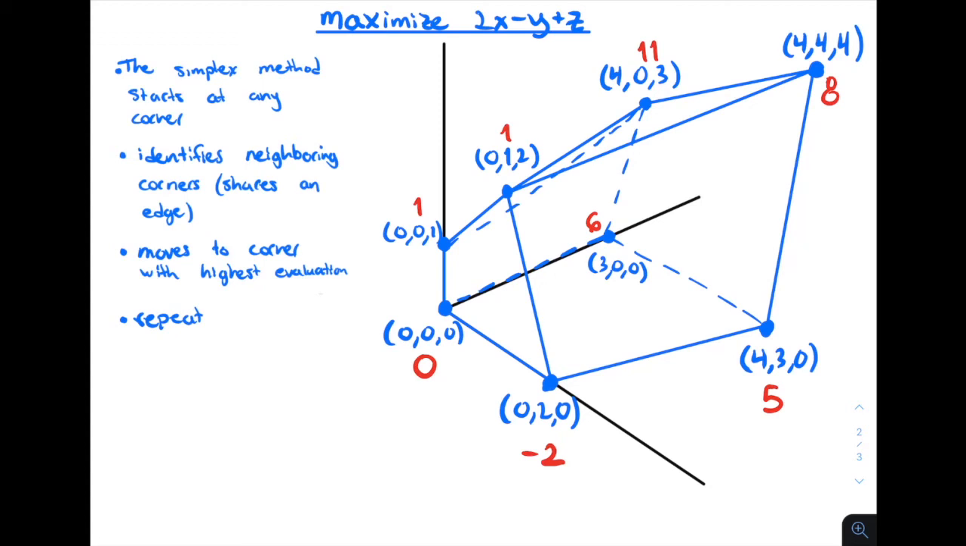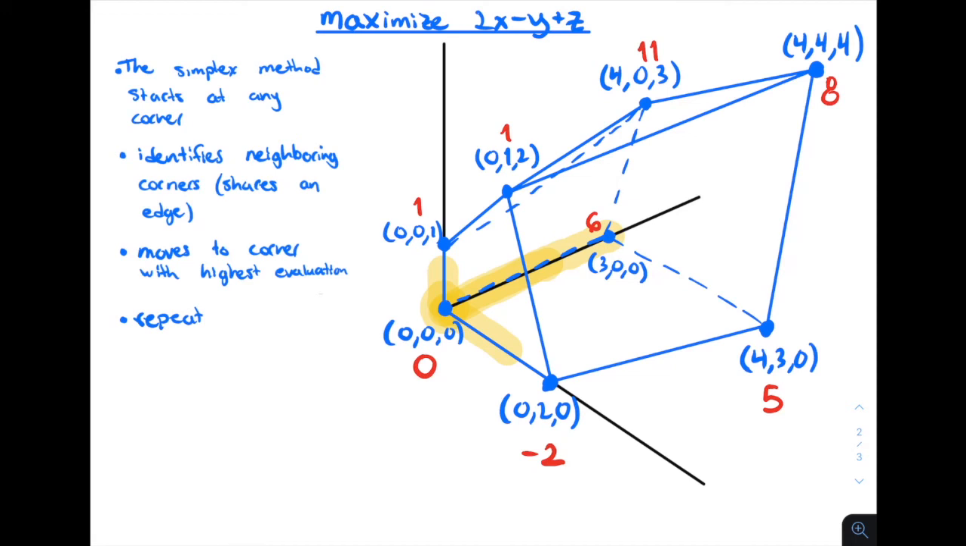We can visualize how the simplex method moves from corner to corner. If we were to start at the origin, we would identify all the neighboring corners. We could move to 0, 0, 1, 3, 0, 0, or 0, 2, 0. Here, the corner that evaluates to the highest value is 3, 0, 0.